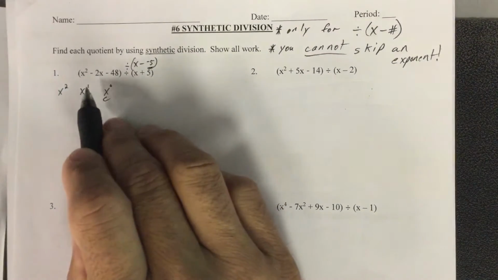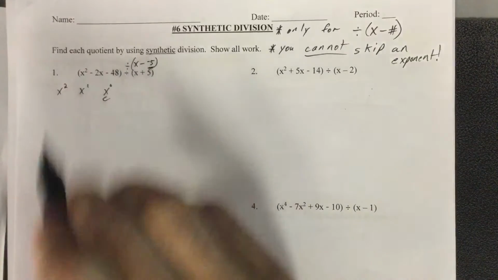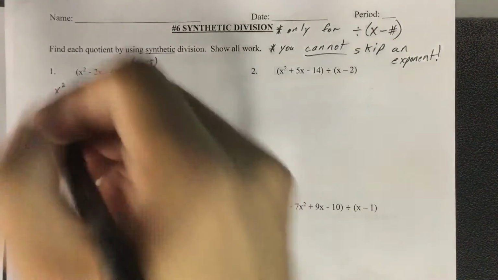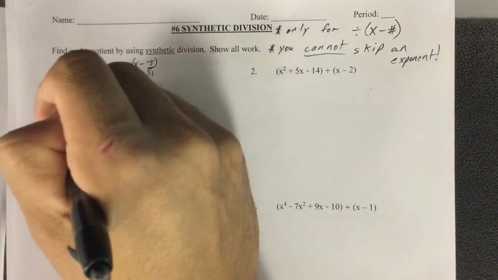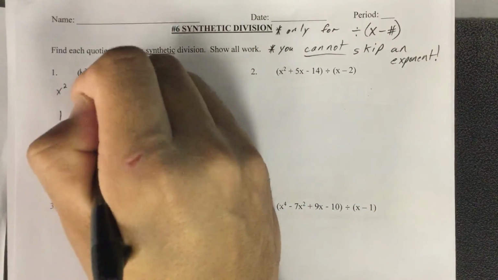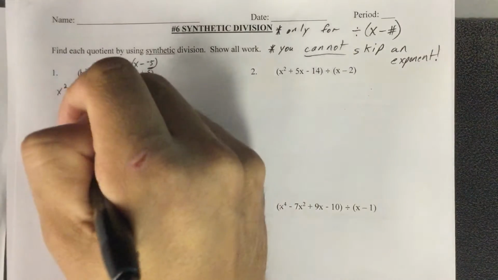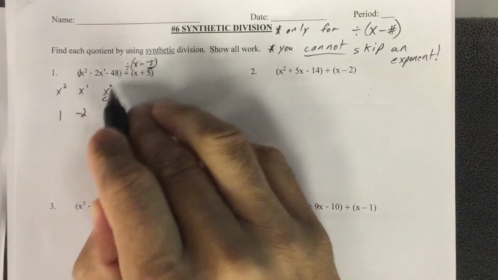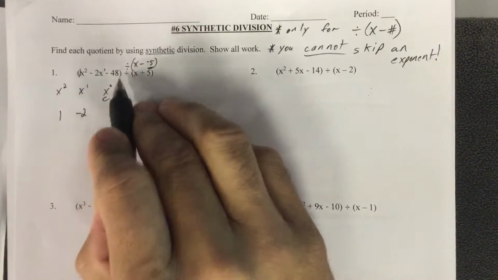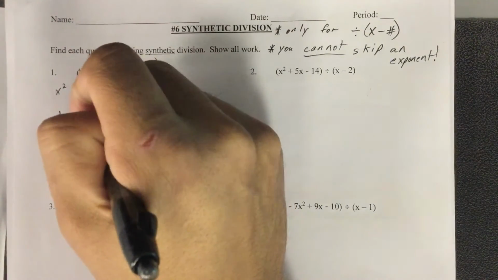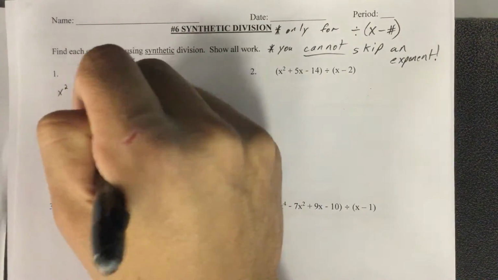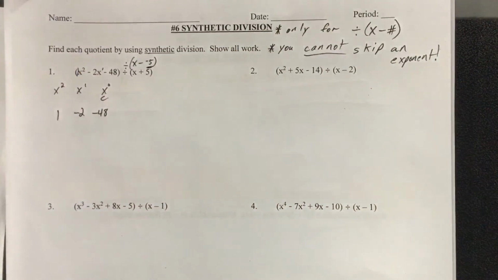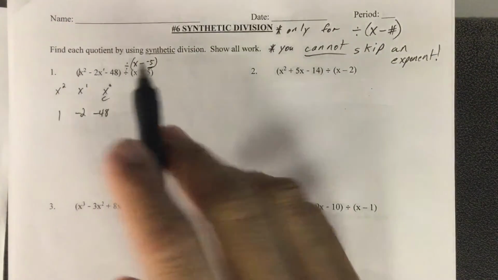Okay, so what is my coefficient for the x squared? My coefficient for the x squared is a 1, so I write the 1 right here. What is my coefficient for the x to the first power? It's negative 2. What is my coefficient for the x to the 0 term or the constant term? That will be negative 48. Okay? So I'm just copying the numbers down right there.